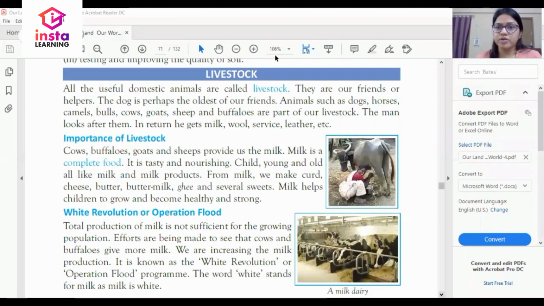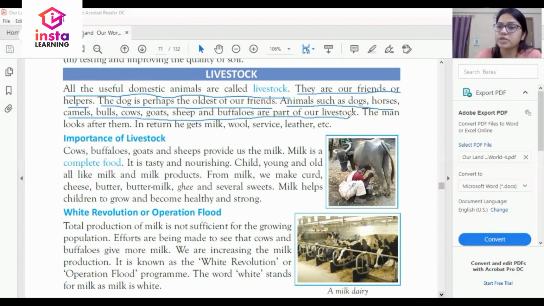So, dear student, as you all know, all the useful domestic animals are called livestock. What is livestock? All the useful domestic animals are called livestock. They are our friends or our helpers. So, the dog is perhaps the oldest of our friends. Animals such as dogs, horses, camels, bulls, cows, goats, sheep, and buffaloes are part of our livestock.